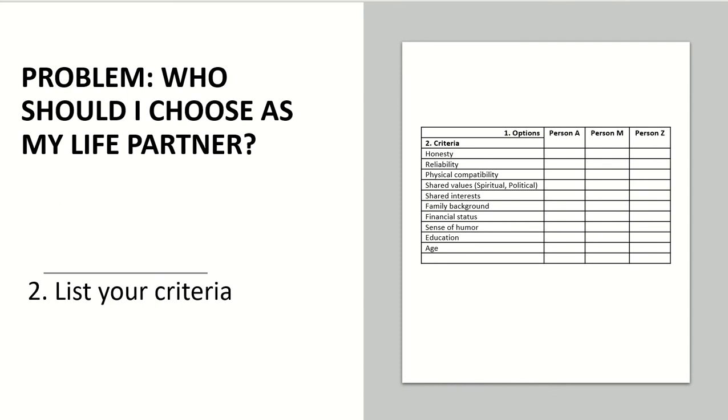Next, list the criteria by which you will evaluate each person down the left column of the table. In our example, we have 10 criteria by which we will evaluate A, M, and Z. Be sure to select evaluation criteria that are appropriate to the solutions you're evaluating. Also, it's best to reduce the list of criteria to those that you or your team believes are most important.